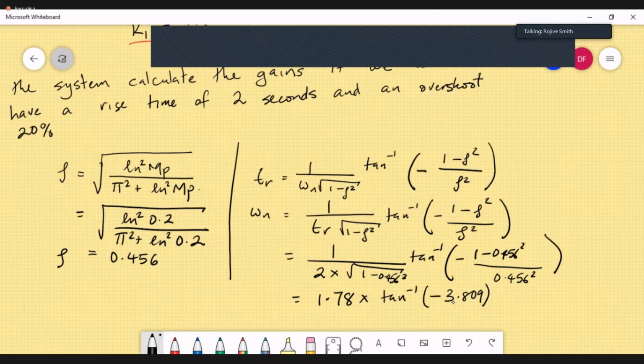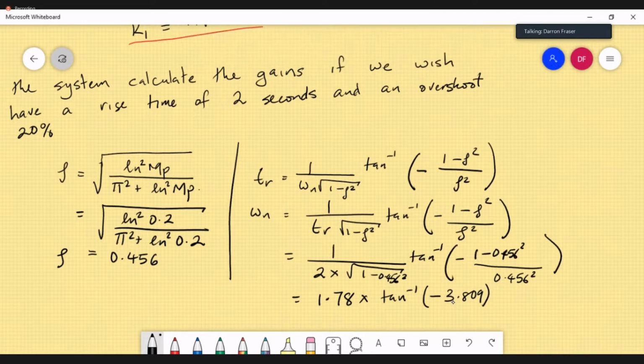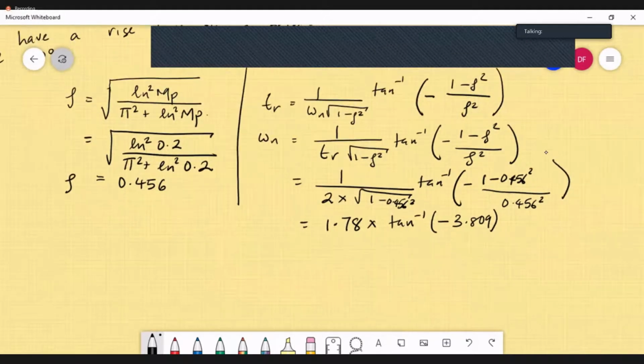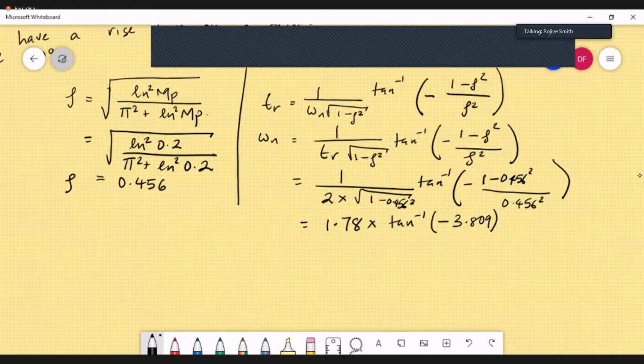Correct? Yes, sir. That's what I got. You get negative 1.31. And the final answer would be negative 2.339. You cannot get a negative answer.